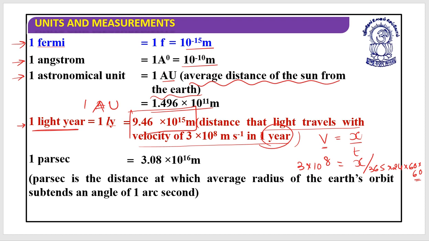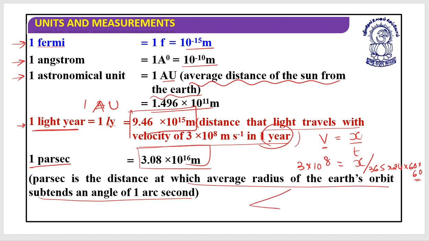Yes. And last, it is the 1 parsec. It is 3.08 into 10 to the power 16. It is the distance at which the average radius of the earth's orbit subtends an angle of 1 arc second. 1 arc second is something like this. This is 1 second. This is 1 second.